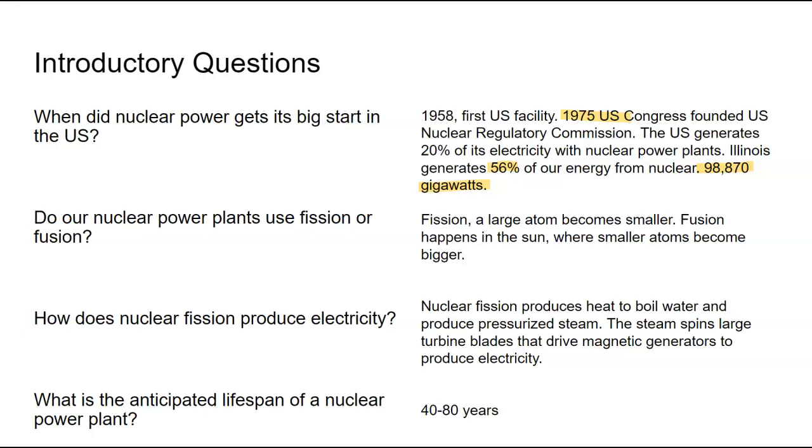And what is the anticipated lifespan of a nuclear power plant? About 40 to 80 years. This regulatory commission will grant an initial license for a period of about 40 years, and then the facility can renew that license twice to give the facility about an 80-year lifespan.